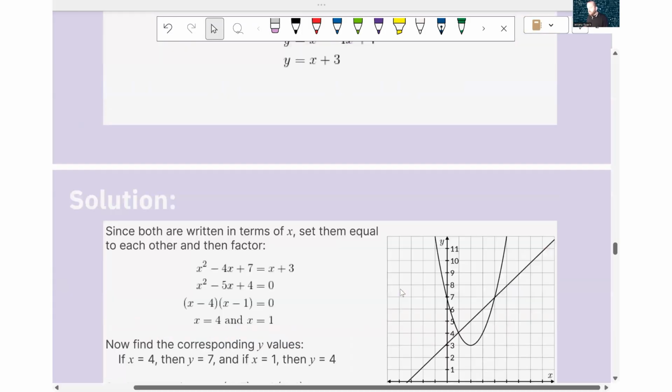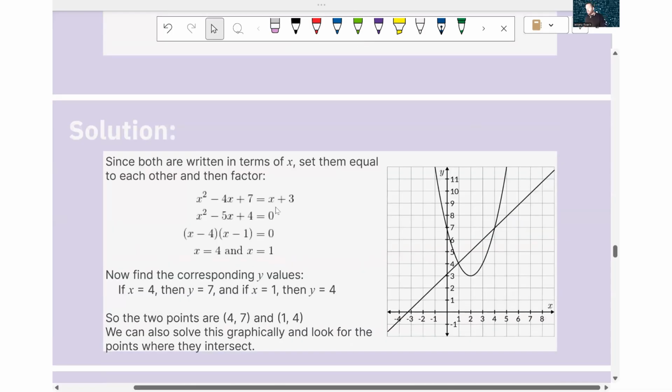So here's how we would do that algebraically. We set these equal to one another. We can set it equal to 0. We can subtract x on both sides. That gives us negative 5x. Subtract 3 on both sides. That gives us a 4 on the left side. Now we can factor this with the AC method. The A times C method, A is 1, that's the number in front of the x squared term, and C is 4.